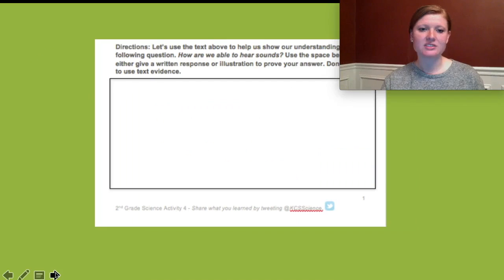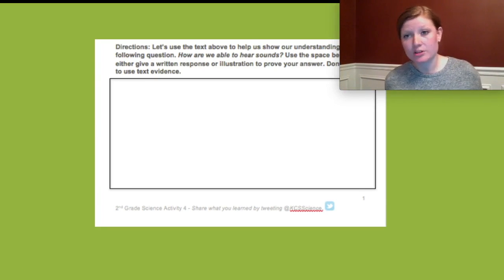So now let's take what we've learned in our text and see if we can answer this question. It says let's use the text above or the previous slide to show our understanding of the following question. How are we able to hear sounds? Or essentially, how is sound produced? Use the space below to give a written response or an illustration. An illustration is a drawing. So don't forget to use that text evidence. That's very, very important. I want you to think about those 3 questions that Miss Lay asked. This should help guide you as you're answering this question or showing your illustration.